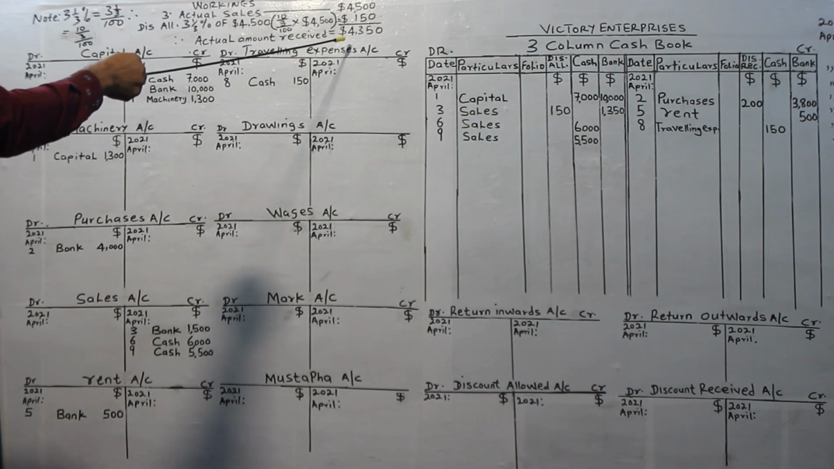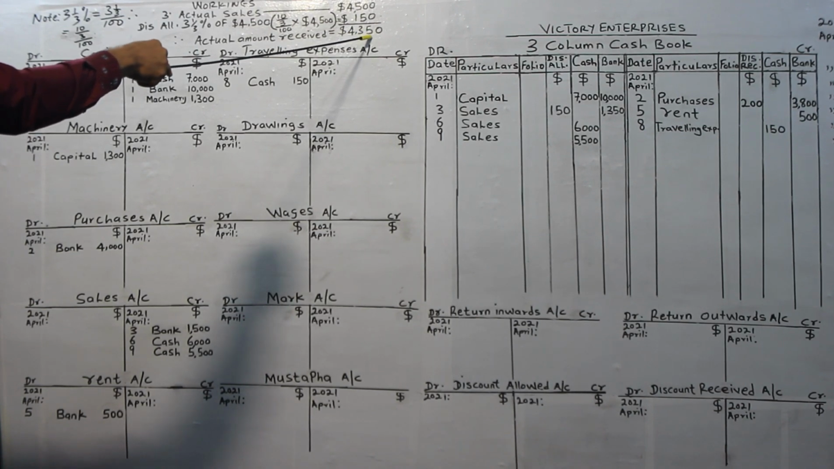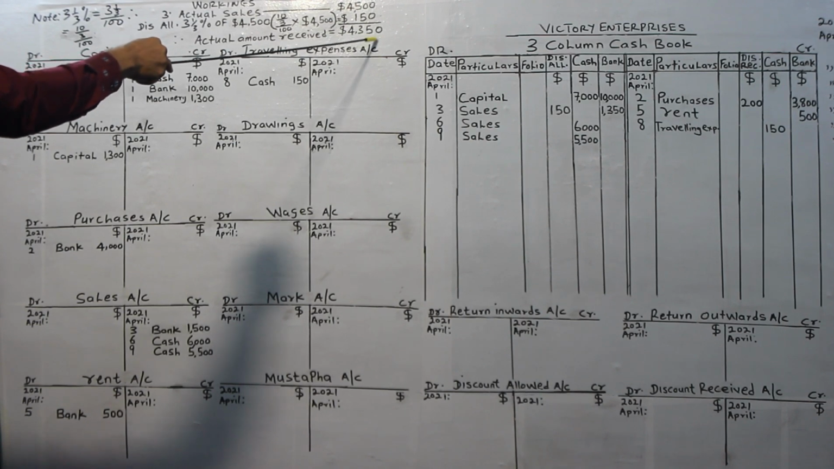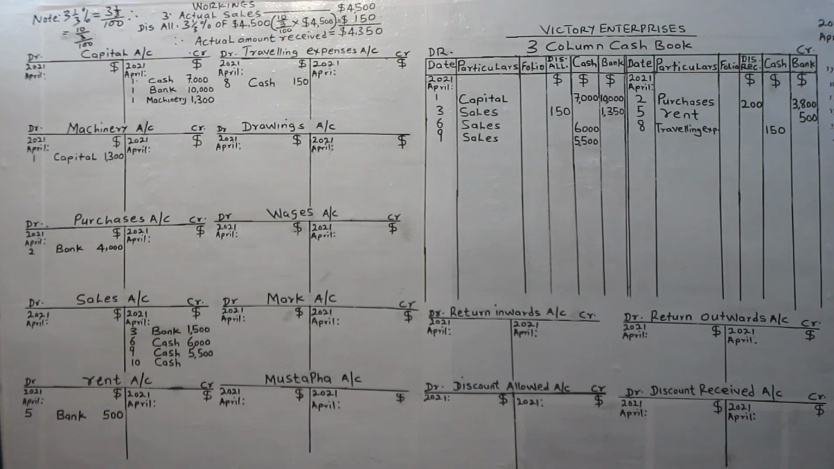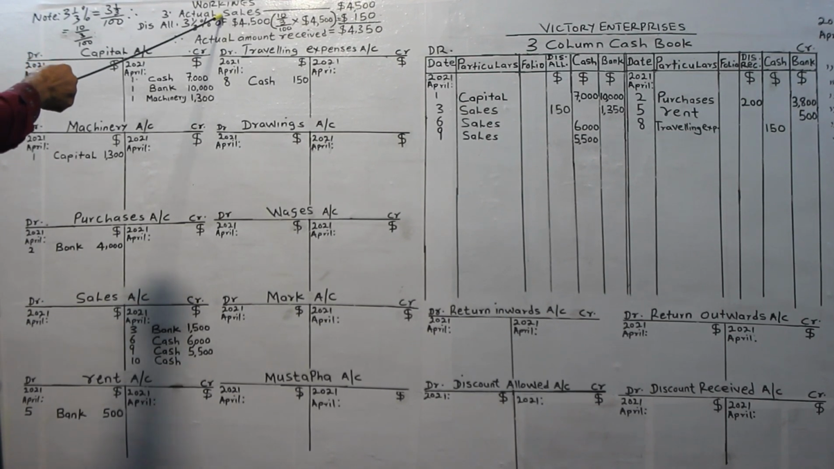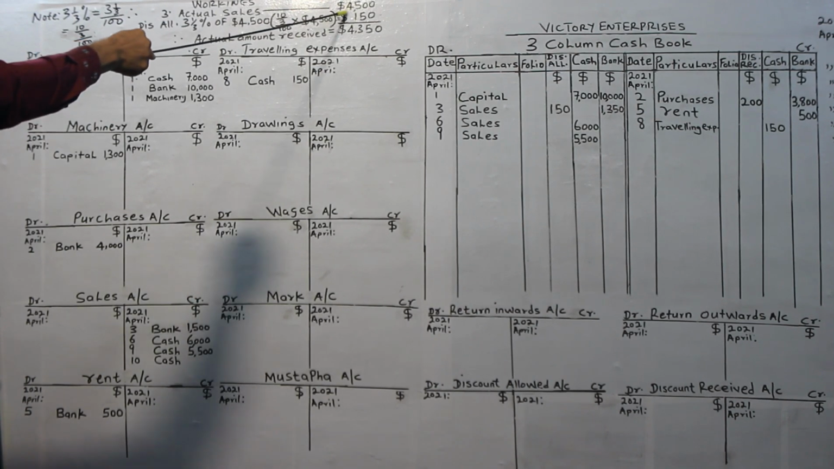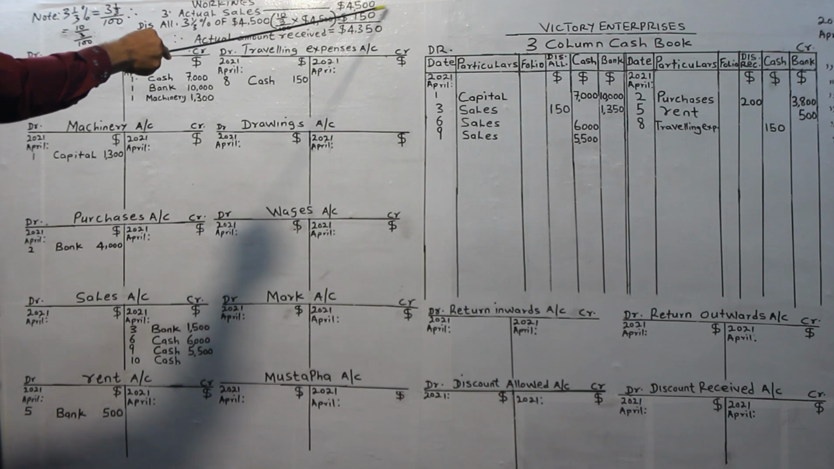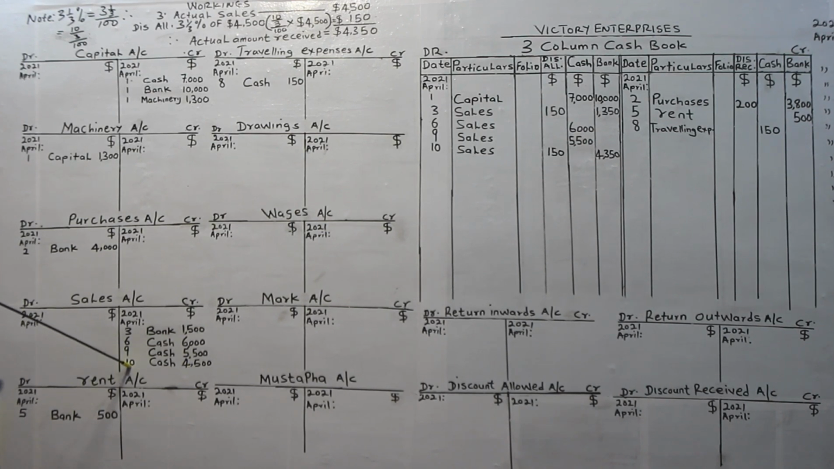So in the cash book, we are going to debit $4,350 as the cash received from sales, while $150 will be recorded under discount allowed as the amount allowed as discount. While the sales account will be credited with the full value of sales made, that is $4,500. So we credit the sales account with cash of $4,500 sold on 10th of April 2021.